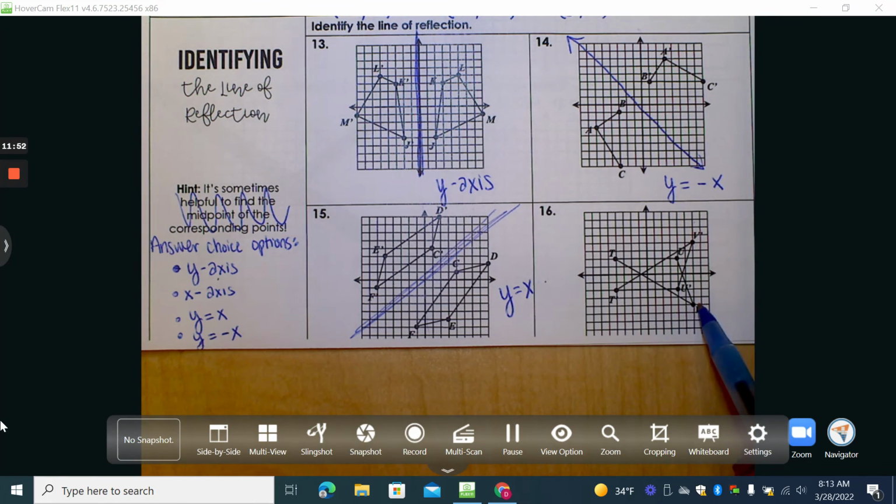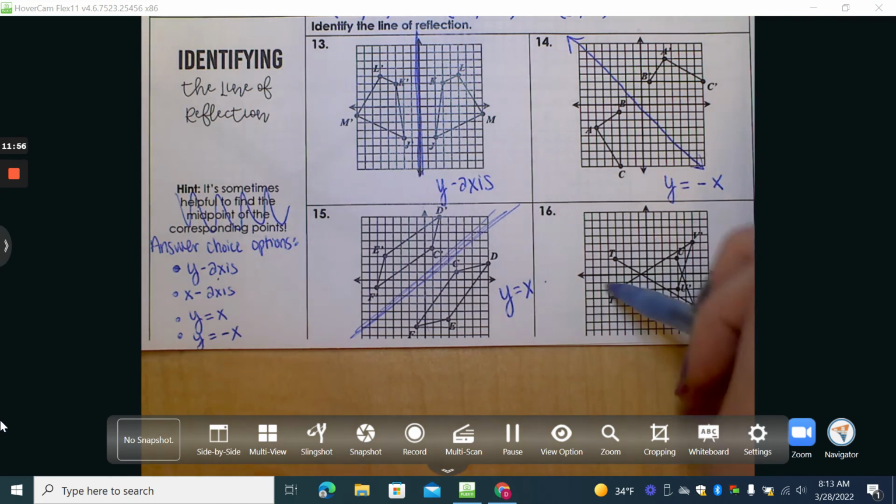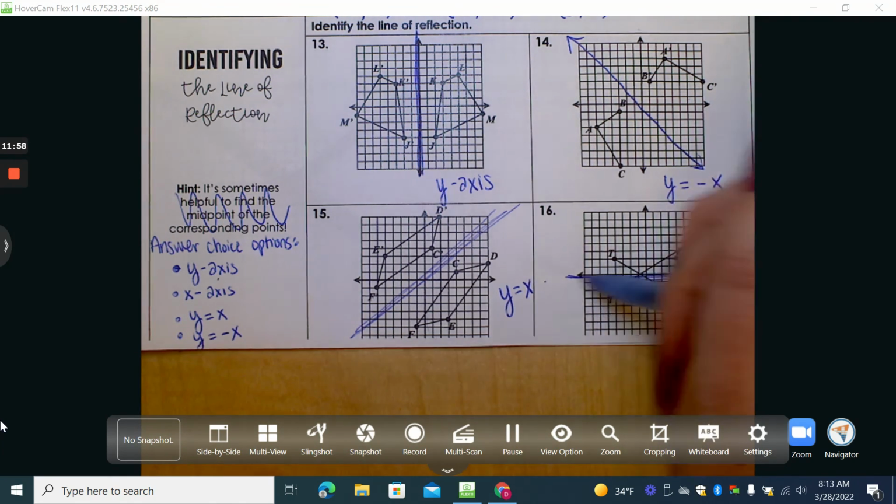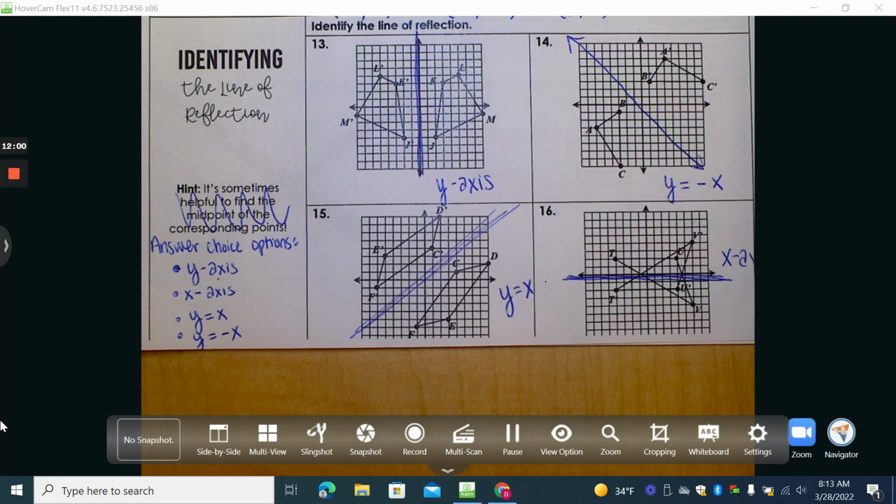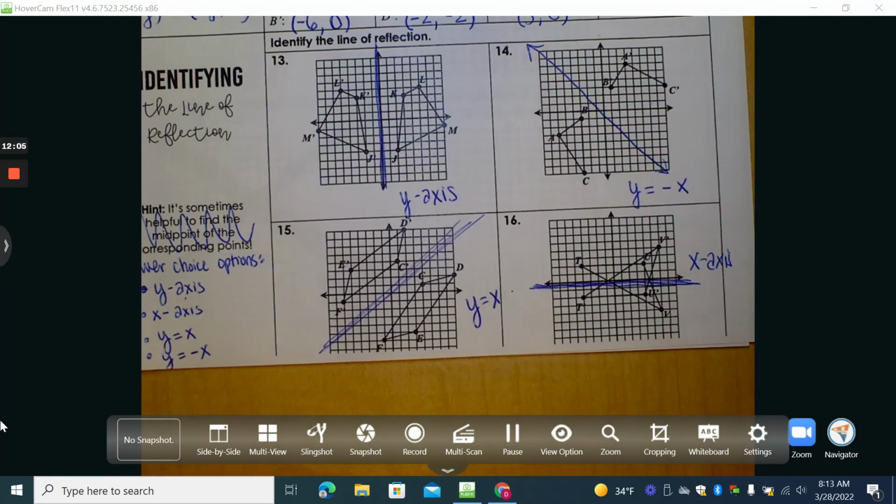And my last one, it looks a little bit funky, but I'm not reflecting across the y-axis. I'm reflecting across the x-axis. And so those are all your possible examples of your lines of reflection. That is it. Your assignment is to finish this packet today.